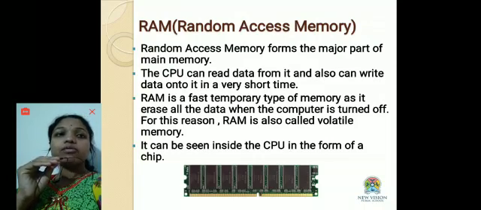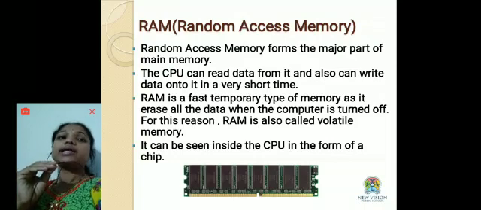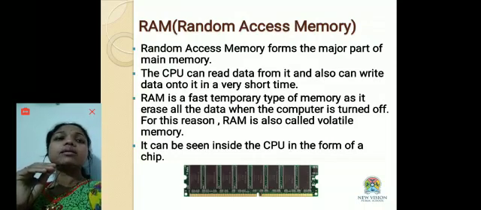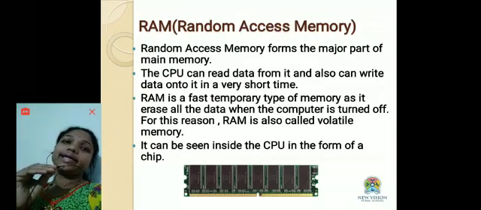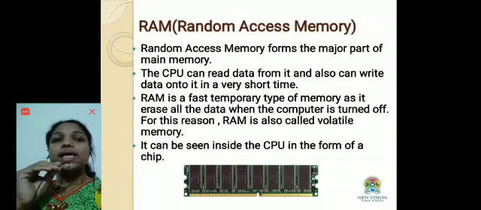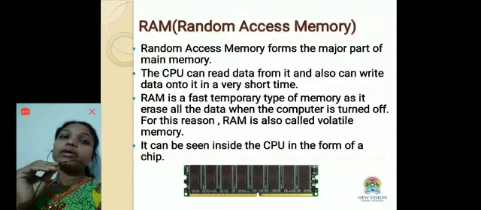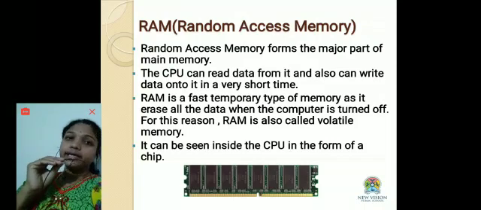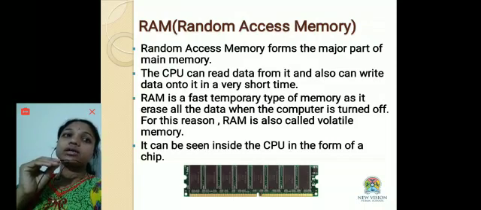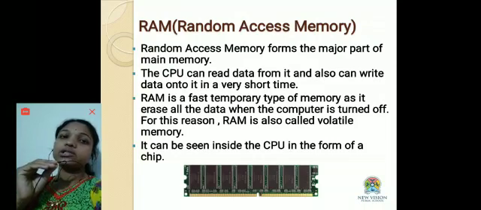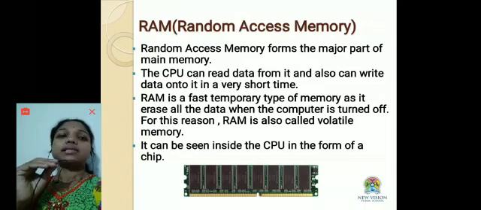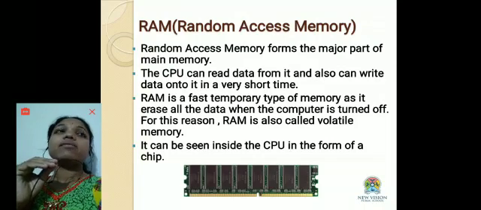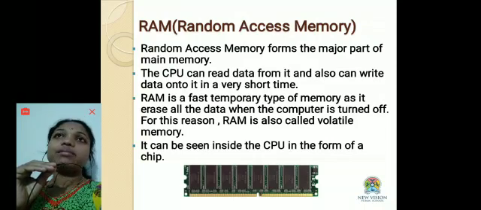RAM is a fast, temporary type of memory as it erases all the data when the computer is turned off. When we turn off the computer, the RAM memory erases all the data. The RAM memory's role is only to show the data to the user, and if he wants to edit data, then he can edit also. But when the computer shuts down, the data will erase. That's the reason the RAM memory is called volatile memory.